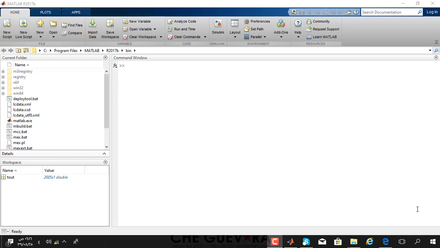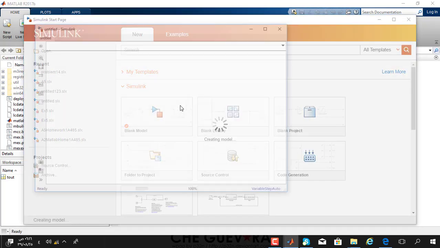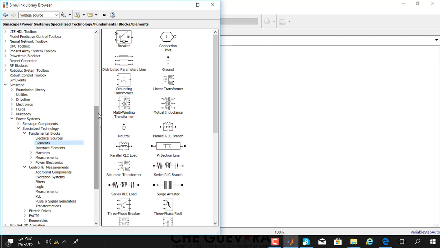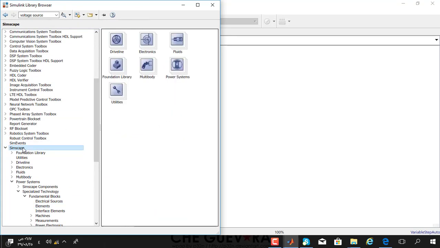In this video we will explain the three-phase transformer connected in YY connection step up using MATLAB Simulink. First we launch the application and then we go to Simulink. We choose blank model. Let's make it bigger, and then we go to the library and we go to Simscape.